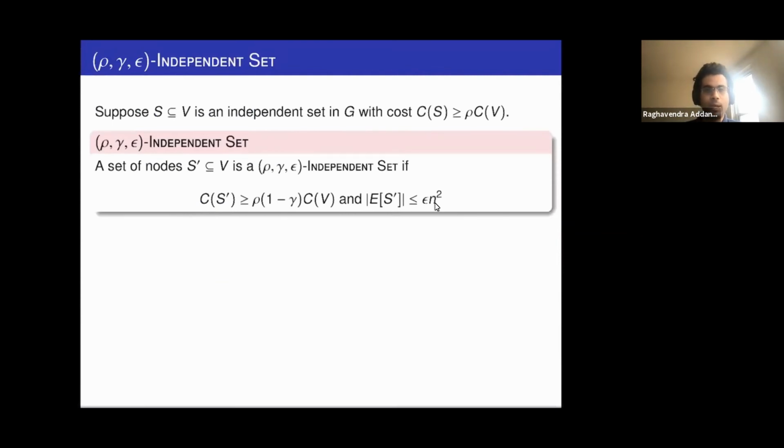Okay, a rho gamma epsilon independent set is defined as follows. This is once again very much related to the near MIS, which we discussed previously. Suppose S is an independent set with cost at least rho times C of V. Then a rho gamma independent set is a set of nodes with cost at least rho times (1 minus gamma) times C of V, while containing epsilon n squared many edges. So we just lose out on this rho gamma factor from the independent set rho times C of V.